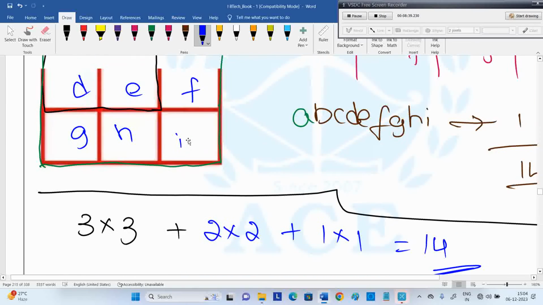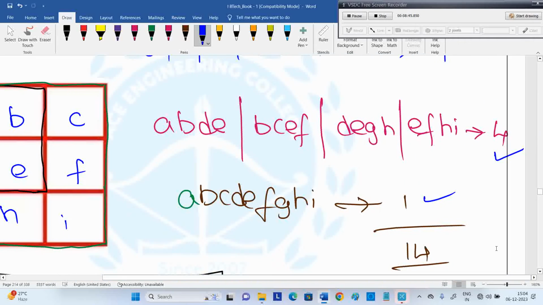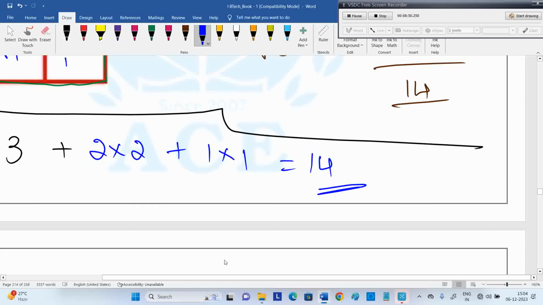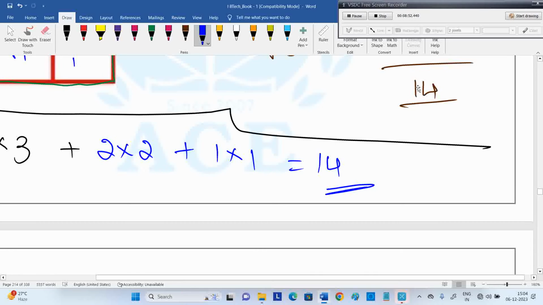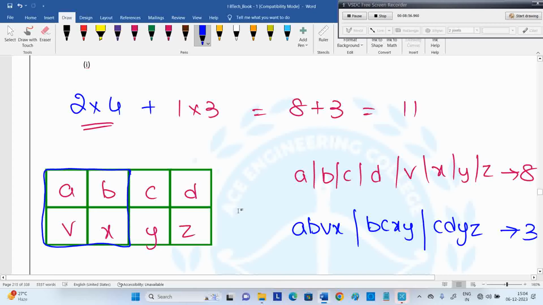Clear. First question, this is simple. 3 rows and 3 columns. You did manual counting, and we're done with the shortcut. Both give the result: this is 9 plus 4 plus 1, and this shortcut, 3 into 3, 2 into 2, 1 into 1, is also giving 9 plus 4 plus 1. So finally you got the result as 14, whereas this one is 11. Right?